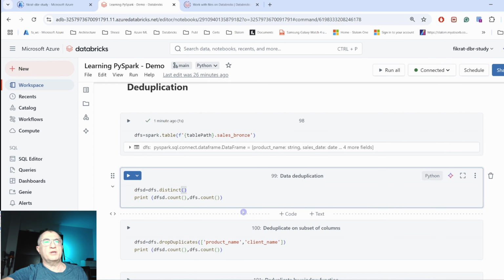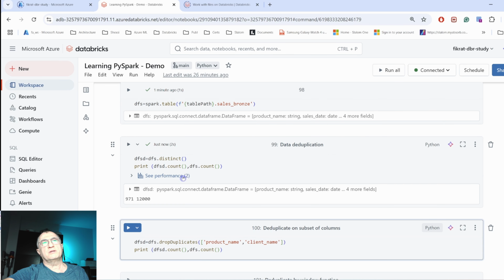Duplicates could be on entire row level, but in some cases it makes sense to talk about duplicates on subset of columns. So PySpark has methods to address both. So the easiest way to deduplicate your rows is to apply the distinct method. So here I am applying it on the DFS data frame. If I display row counts from my original data frame as well as my target data frame, you will notice that I have got rid of many duplicates and my target data frame is much smaller.